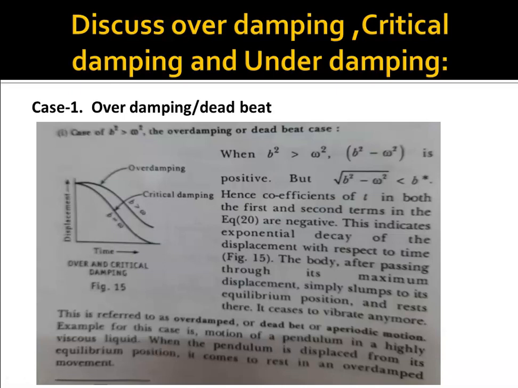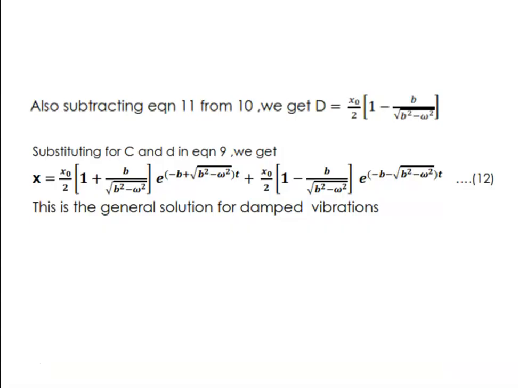Hi students, today we are going to discuss three different cases under damped oscillations. What are the three different cases? The first one is overdamping, the second one is critical damping, and the third one is underdamping. So these three conditions arise from the general solution of the damped oscillation.